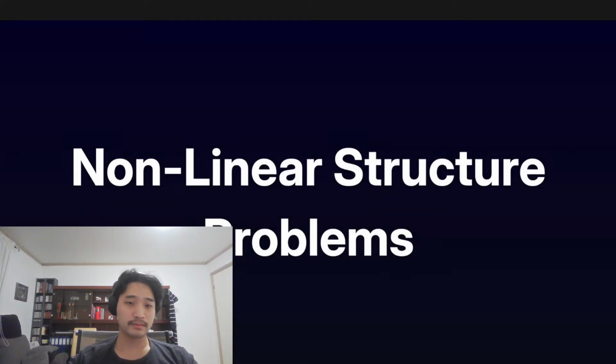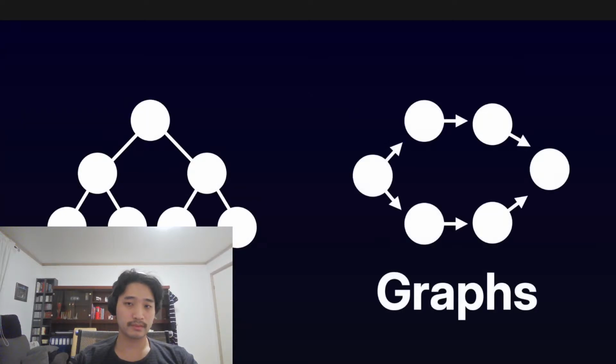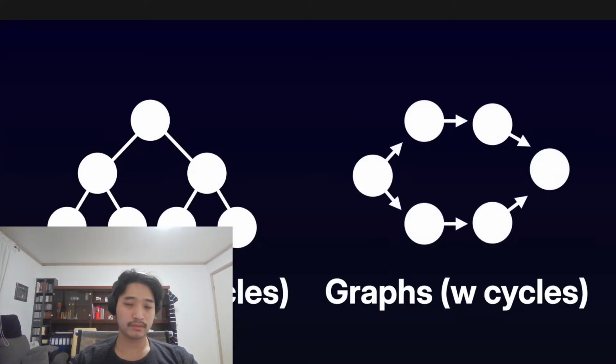Now we'll take a look at nonlinear structure problems which work with trees and graphs. In fact, instead of treating trees and graphs as two entirely different structures, you should imagine that a tree is just a graph with no cycles. The only difference between the two is that for a graph that can have cycles, you need some visited set to keep track of nodes you've already visited. This makes the patterns we will talk about applicable to both.